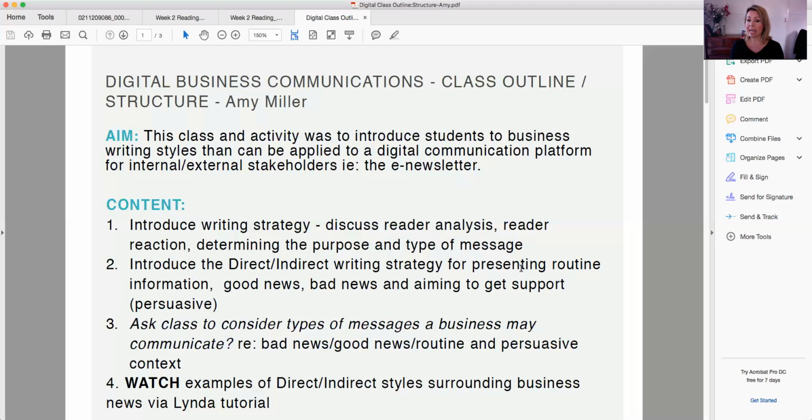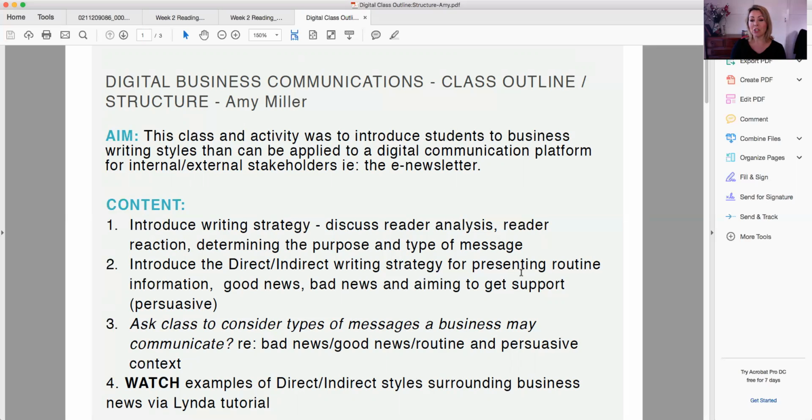So then I asked the class to consider the types of messages that a business may communicate. So, what type of bad news could a business need to communicate to their customers? Maybe there's some good news that they want to share with their internal stakeholders, such as staff members. Maybe there's just something routine that they need to share, such as some changes that were going on with opening hours or deliveries or meeting rooms, and also potentially some persuasive communication. So it could be to elicit sales or attendance at something.